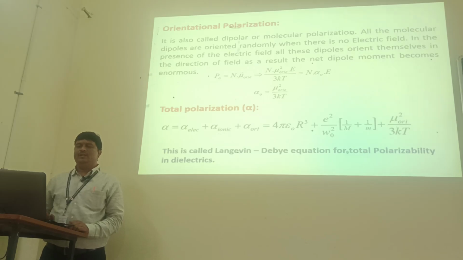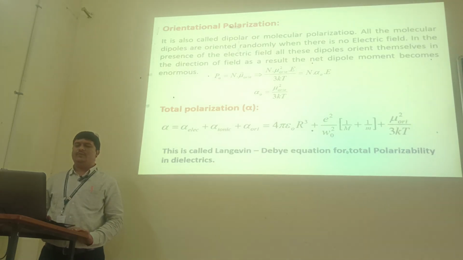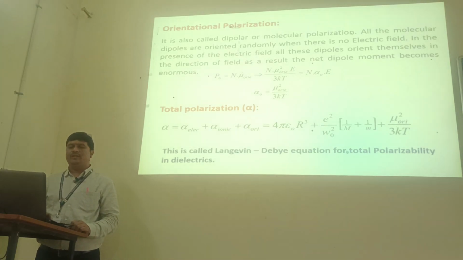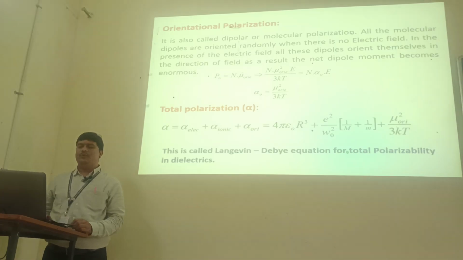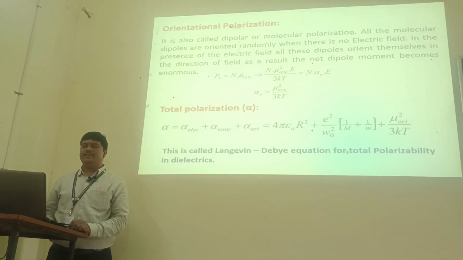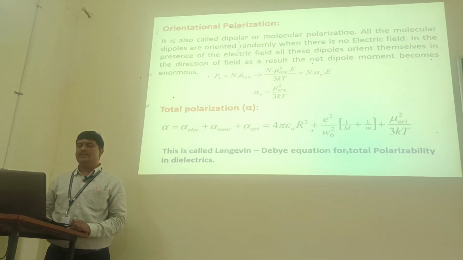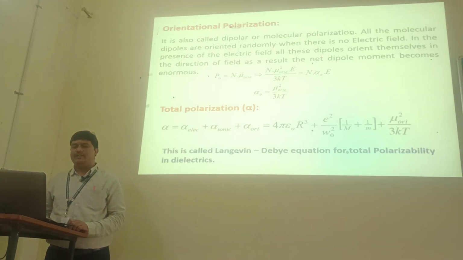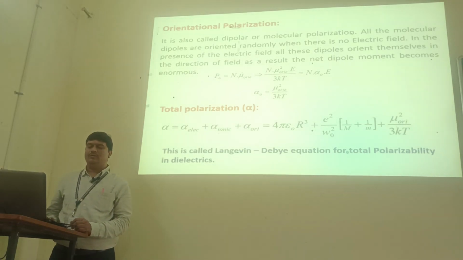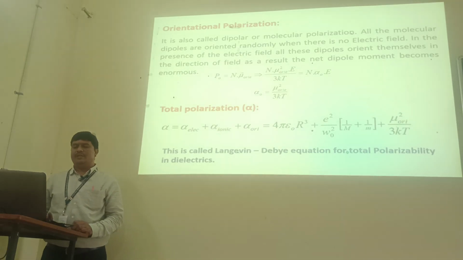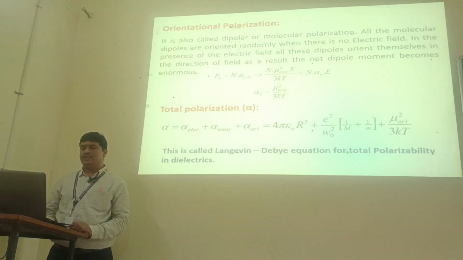Next, orientation polarization. It is also called dipolar or molecular polarization. All the molecular dipoles are oriented randomly when there is no electric field. In the presence of an electric field, these dipoles orient themselves in the direction of the field. As a result, the net dipole moment becomes nonzero, which is known as orientational polarization. Alpha equal to mu naught square by 3kT. Total polarizability equal to alpha electronic plus alpha ionic plus alpha orientation.